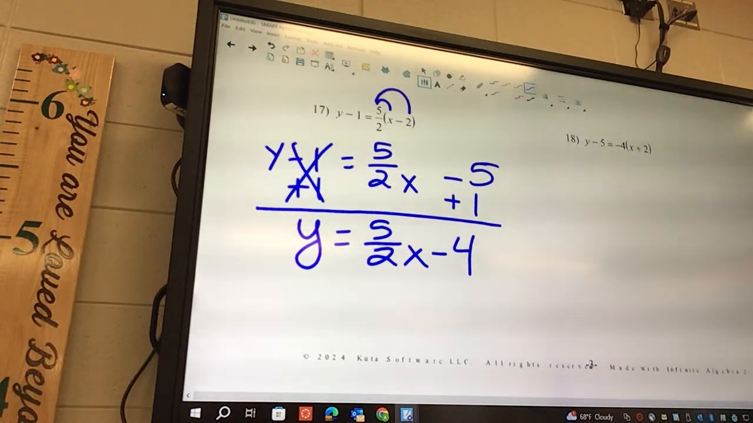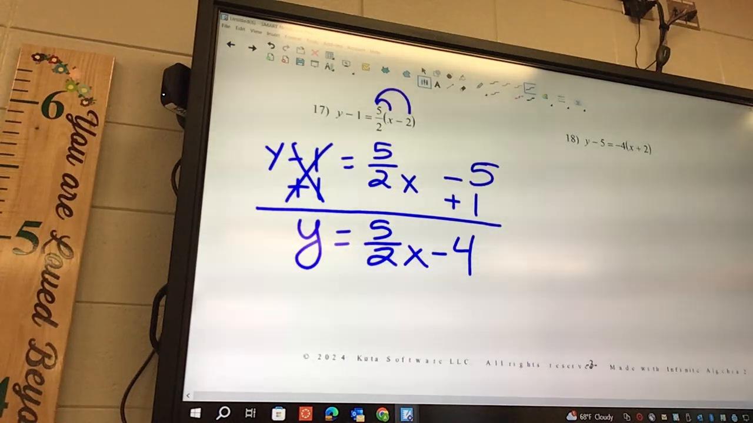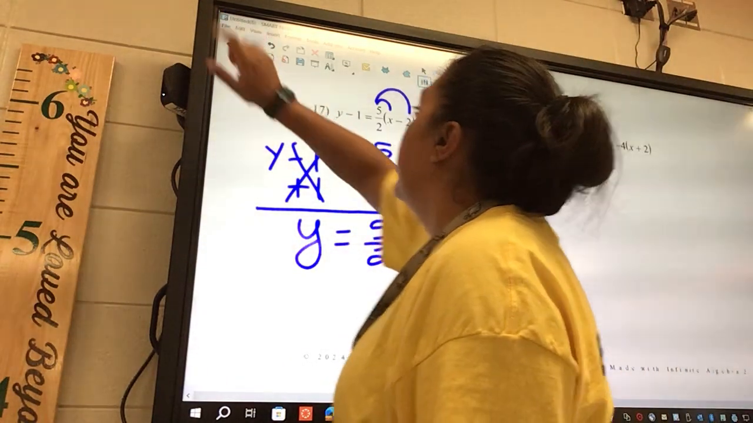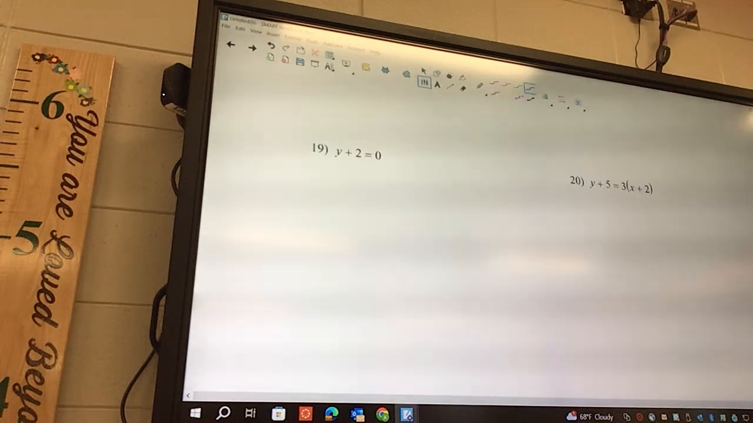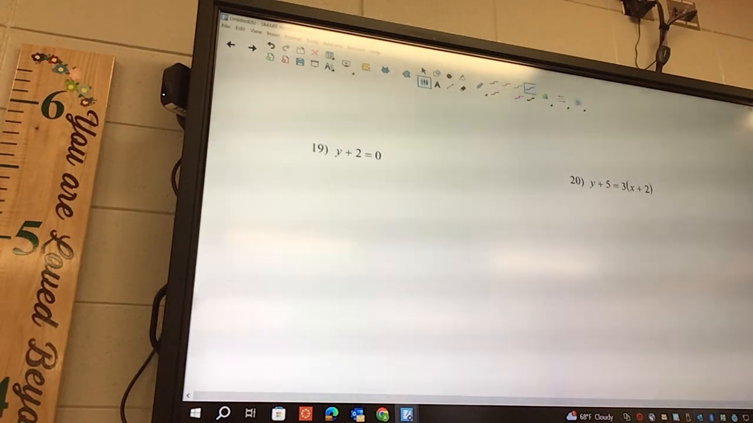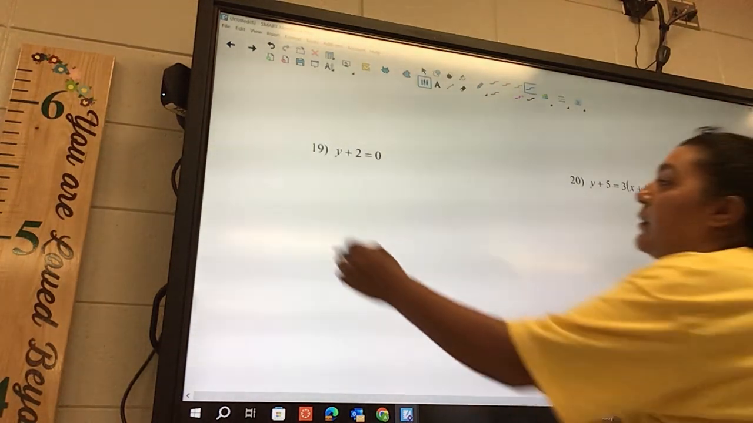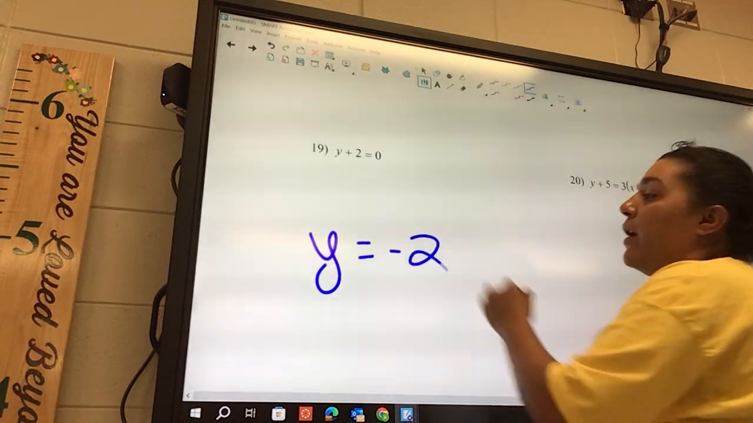We got 3 left. Number 19 does not look right, but essentially if you're trying to solve for y, what would need to be done? You would move the 2, so you subtract 2 from both sides. I want to say cross it off, but it's just going to be y equals -2.